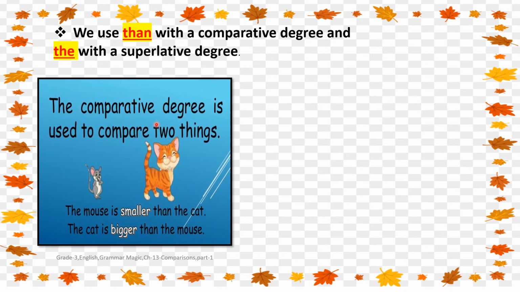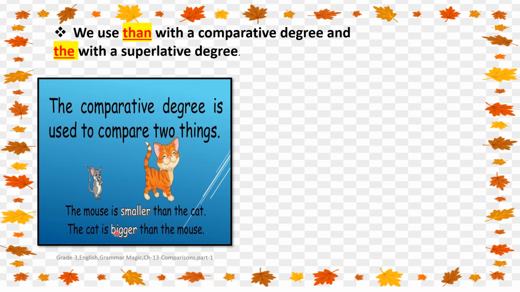So children, now you know what is comparative degree. Comparative degree is used to compare two things. When we want to compare two things, we use er at the end of the word. They are said to be regular words. The mouse is smaller than the cat. We are comparing mouse with cat. Whenever we are comparing any two objects, persons, or places, we use er at the end of the word and use than with the comparative degree.